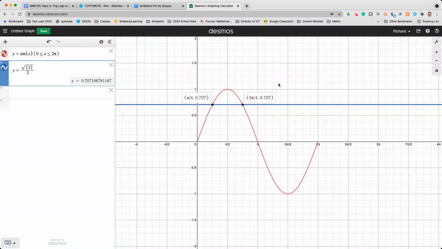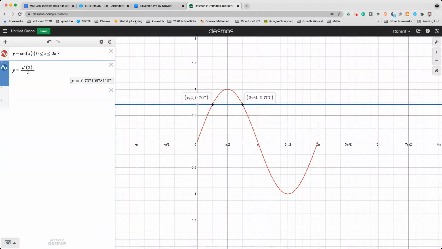Okay, unsurprisingly, quadrant 1, quadrant 2, quadrant 3, quadrant 4, all are positive in quadrant 1. Sine is positive in quadrant 2. Sine is not positive in quadrant 3. Sine is not positive in quadrant 4. So unsurprisingly, our solutions are going to be 2, one from quadrant 1 and one from quadrant 2.